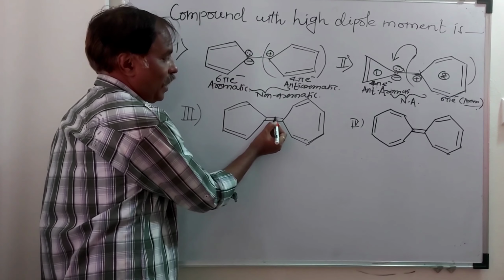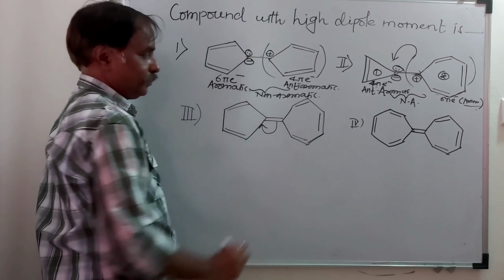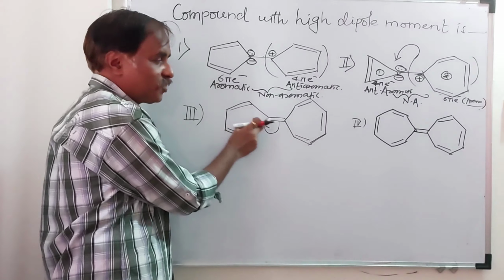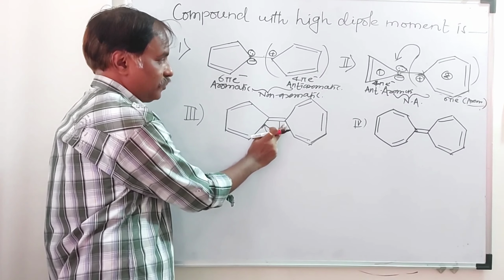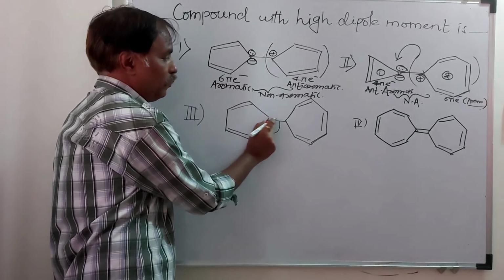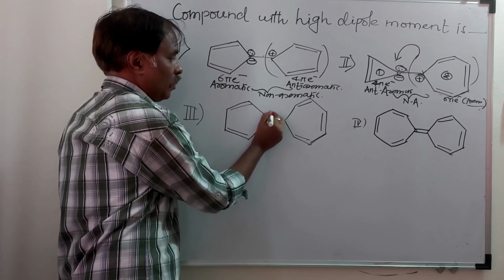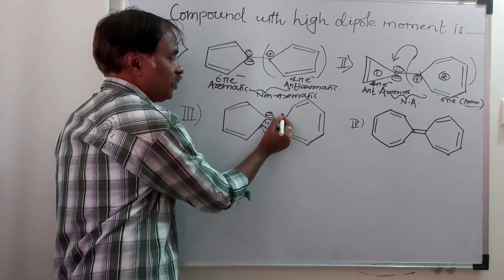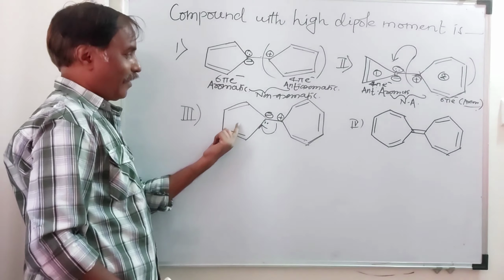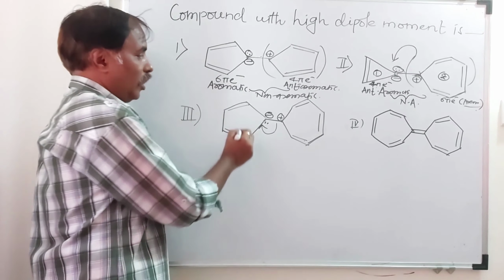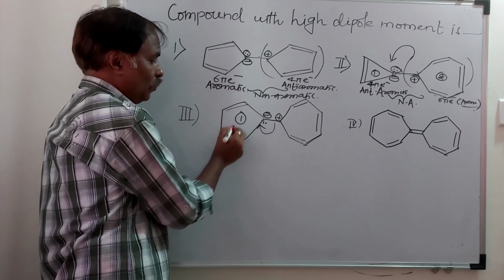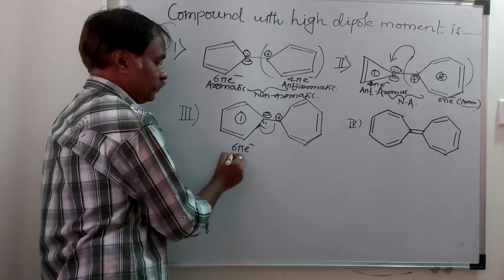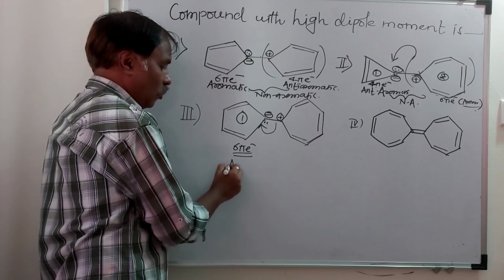Now take third. Suppose we break a pi bond in this fashion. This carbon will acquire a negative charge. This carbon will acquire a positive charge. Here it is a negative charge, here 2 electrons. This carbon will acquire a positive charge. Take ring number 1. Total number of pi electrons: 2, 4, and these 2, 6. Here 6 pi electrons.